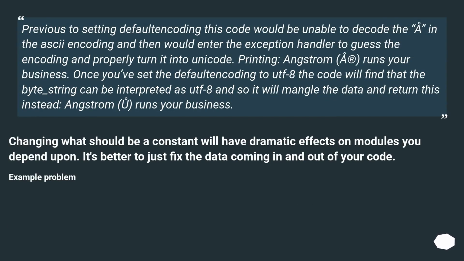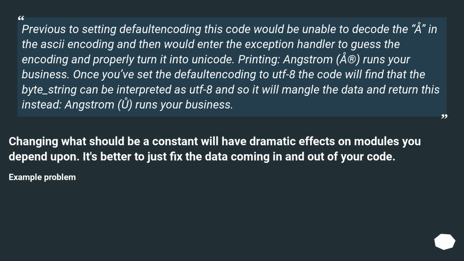Previous to setting the default encoding, this code would be unable to decode the A ring in the ASCII encoding and then would enter the exception handler to guess the encoding and properly turn it into Unicode. Printing Angstrom, A ring, runs your business. Once you've set the default encoding to UTF-8, the code will find that the byte_string can be interpreted as UTF-8, and so it will mangle the data and return this instead. Angstrom, U, runs your business.